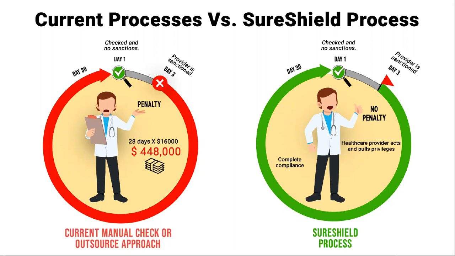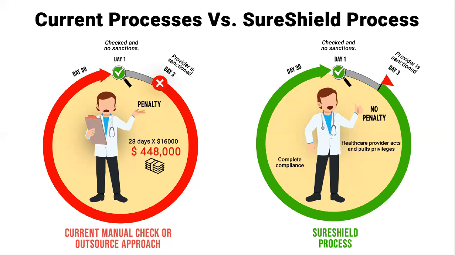So I give this example. If you look to the left, that would be a current process. Let's say on day one, or the beginning of the month, you checked that database and found that everything was good. That particular provider was not on the list, not excluded, not sanctioned. However, 3 days later, they ended up on that list. Well, you're not going to know for another 27 days if you're doing this monthly whether that person or entity was on that list. And now you've got 27 days of exposure.